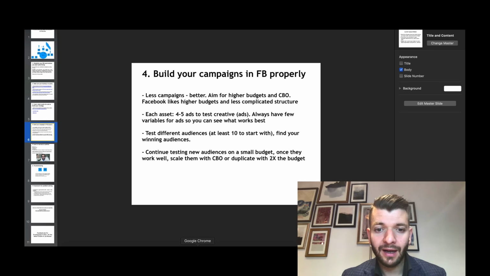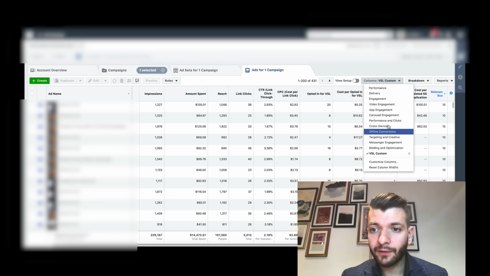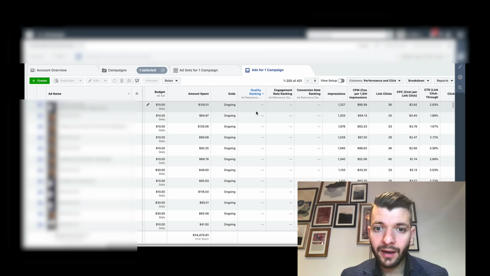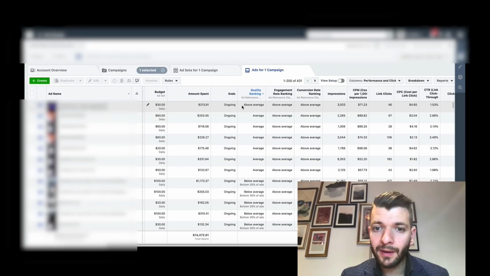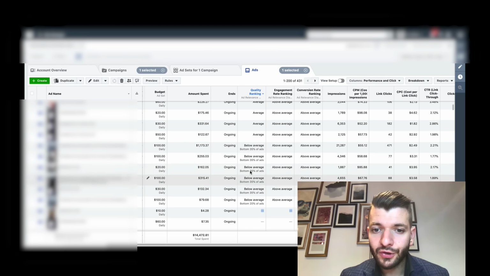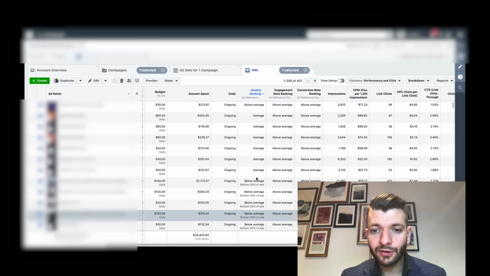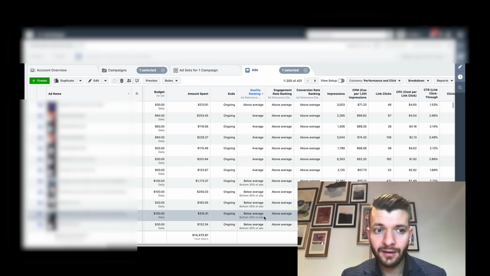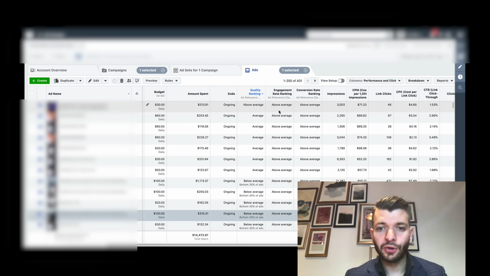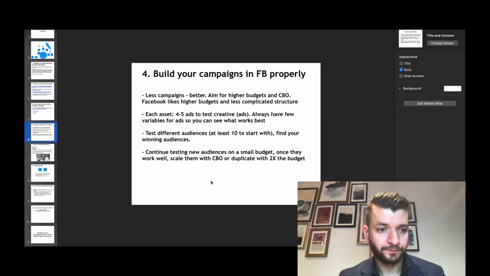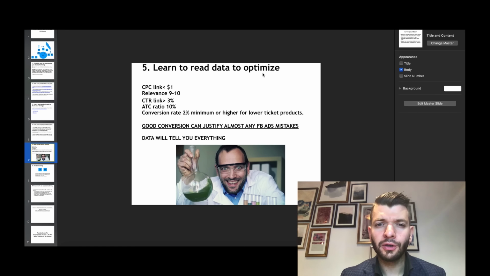And now Facebook has different metrics. For example, they have quality ranking, then engagement ranking, and you want to be above average in all of them. As you can see here, I'm not as competitive. So I'm overpaying for my impressions and for conversions. So there is some work to be done on this end. So you can see all of the data that shows you the performance picture.